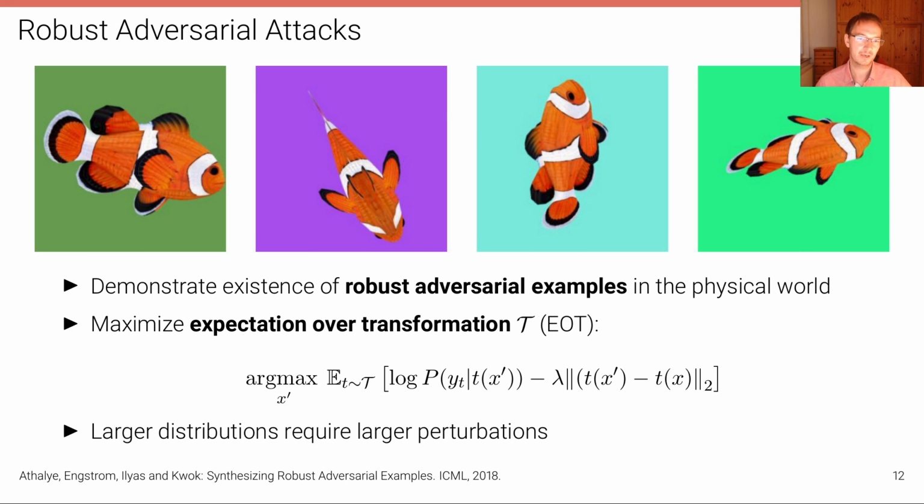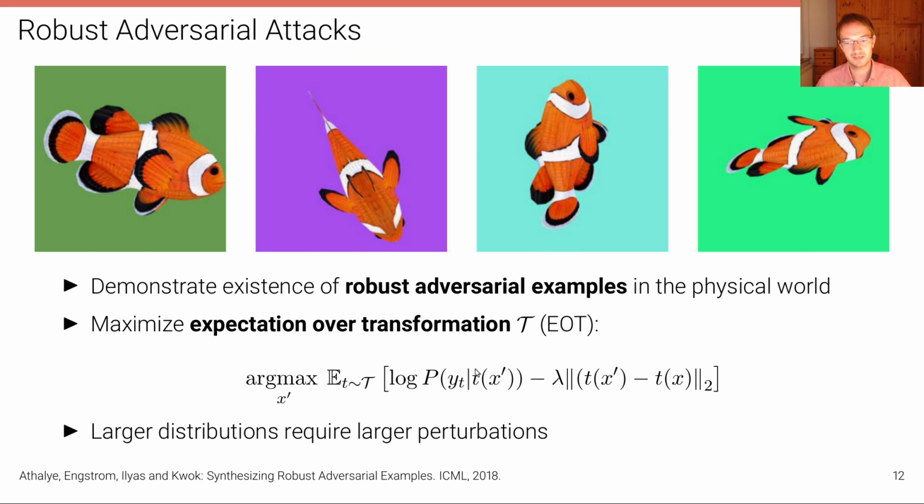And what they do in this paper in order to demonstrate this is that instead of just taking one image and trying to manipulate all the pixels such that the image is misclassified, they maximize the expectation over the space of all possible transformations that they are interested in. It's called EOT, expectation over transformation. So they define a transformation space, let's say the space of all affine transformations, or the space of all perspective transformations.